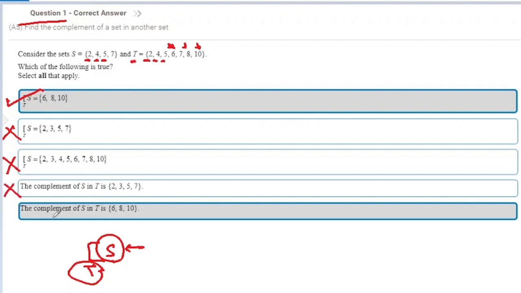And here it is saying the complement of S in T is 6, 8, 10. That means the numbers which exist in T and not in S, which is 6, 8, 10. There is no 6, 8, 10 here.